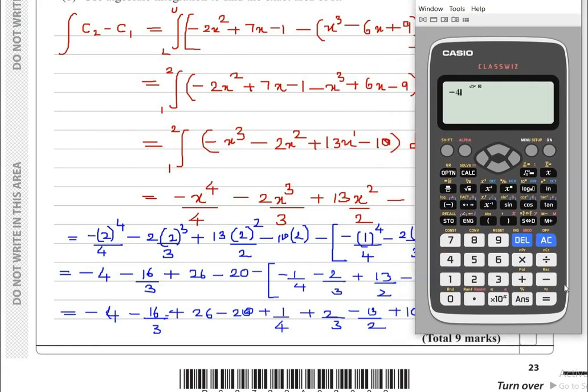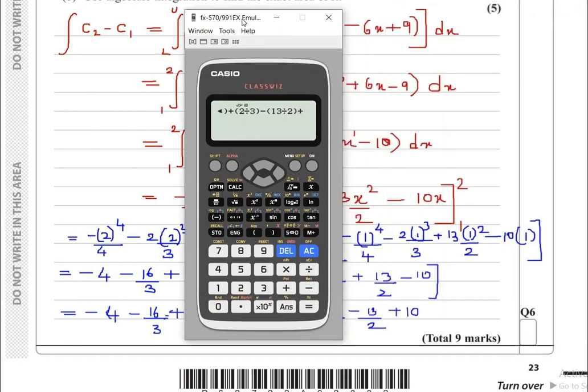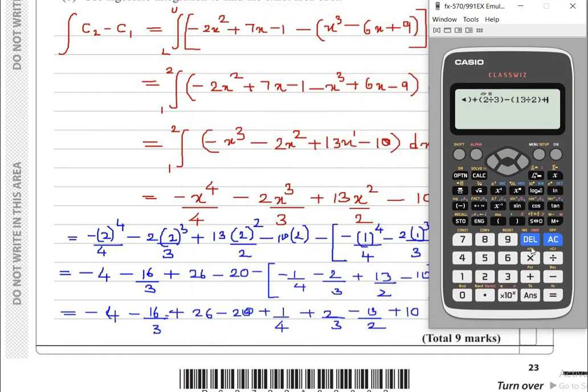6 minus 4 minus 16 over 3 plus 26 minus 20 plus 1 divided by 4 plus 2 divided by 3 minus 13 divided by 2, and finally we have plus 10. Let us see what we get. We get it as 13 over 12.